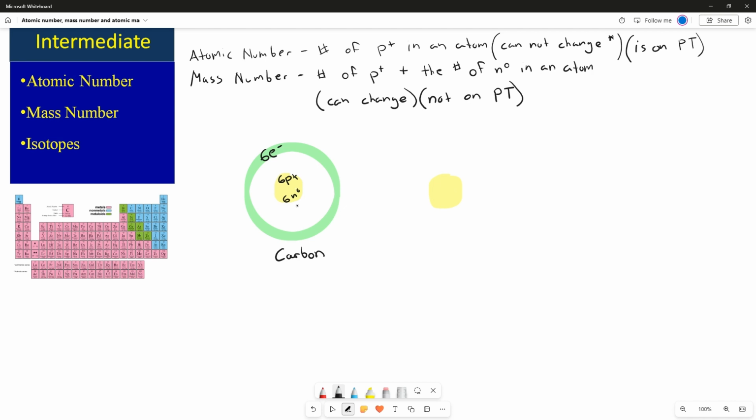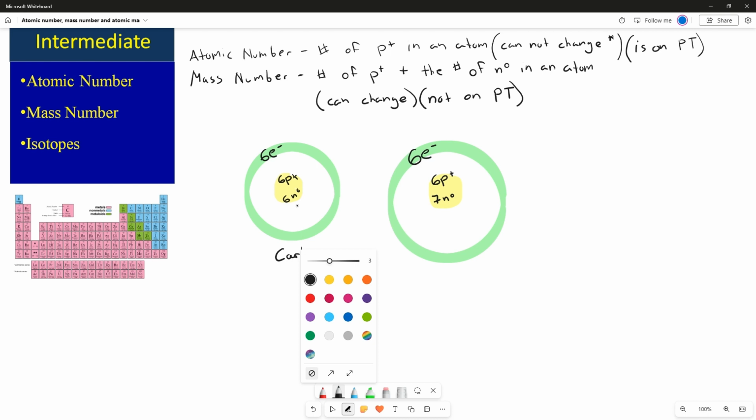This second carbon atom also must have 6 protons, because by definition, every single carbon atom in the universe has 6 protons. But this carbon atom is going to have 7 neutrons in it. And then just to keep things relatively simple, we'll just say that it still also has 6 electrons in it as well. So this second carbon atom will still have 6 protons and 6 electrons, but it's going to have 7 neutrons in it.